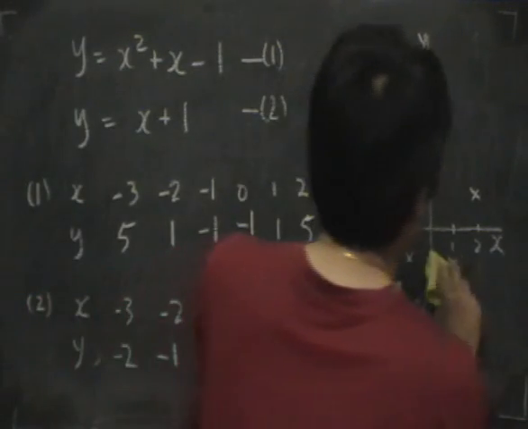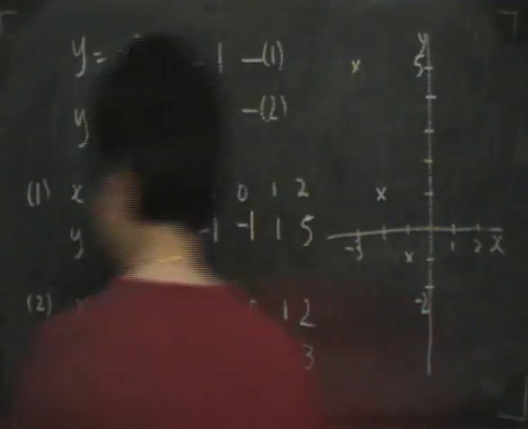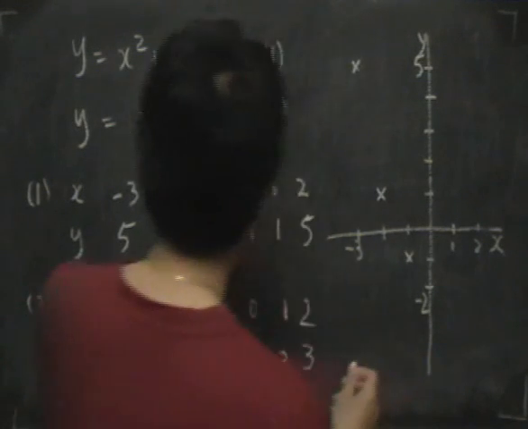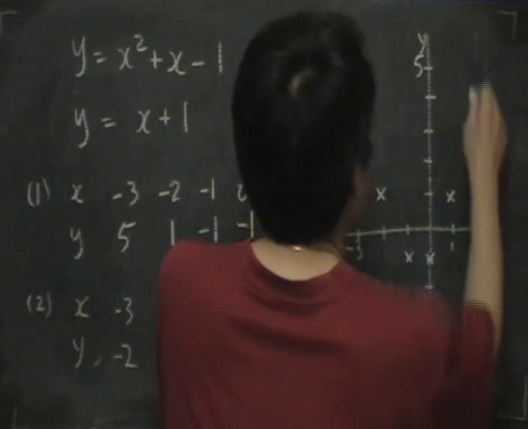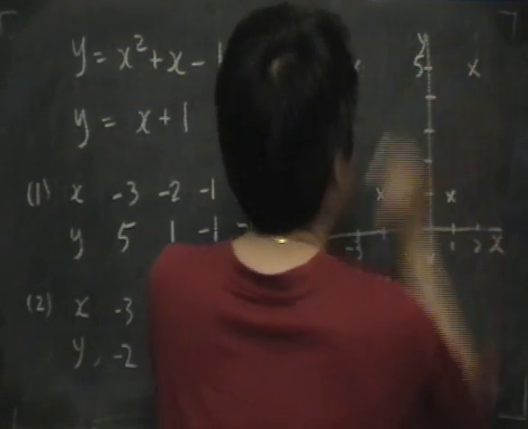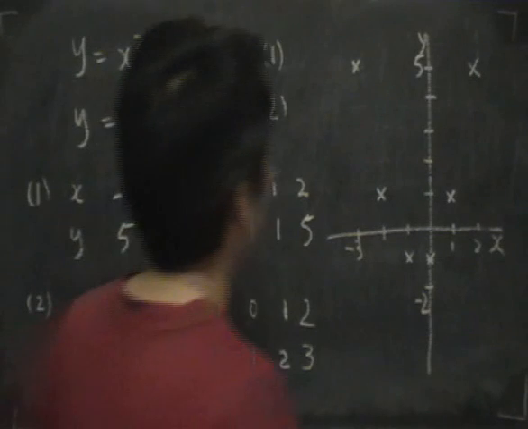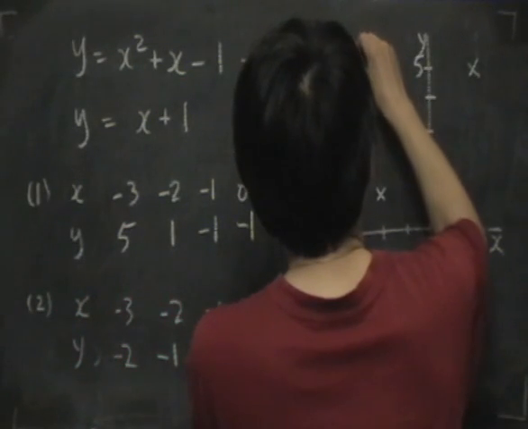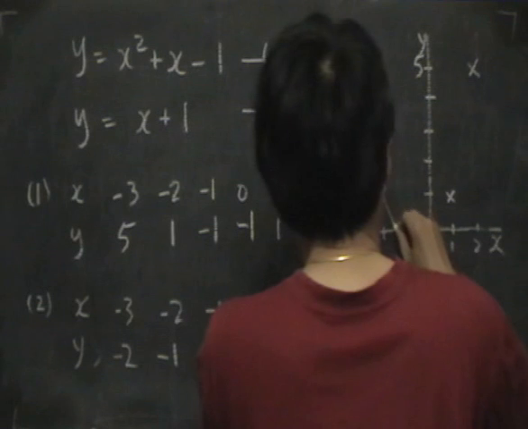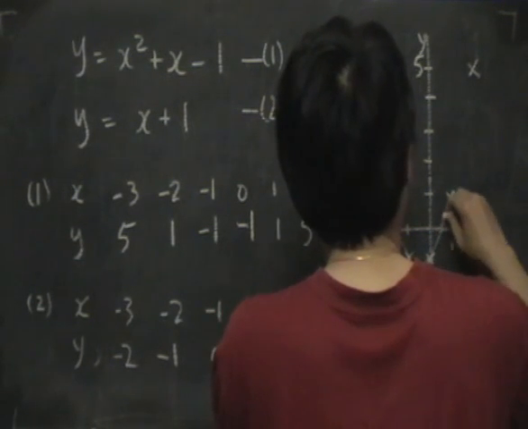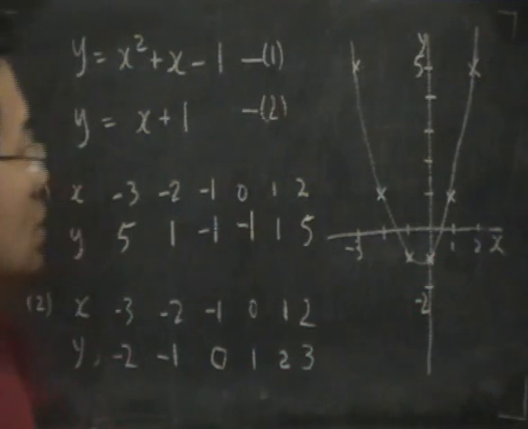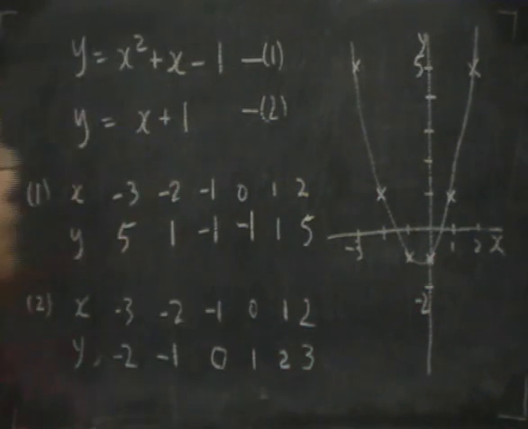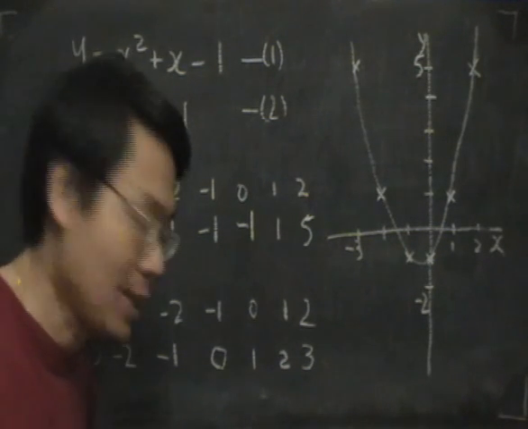So we start with the points. It should be 0, minus 1 is there, and there. Okay, so let me draw a curve. So it roughly looks like that. Not a very good curve, but we just want to see the main idea.